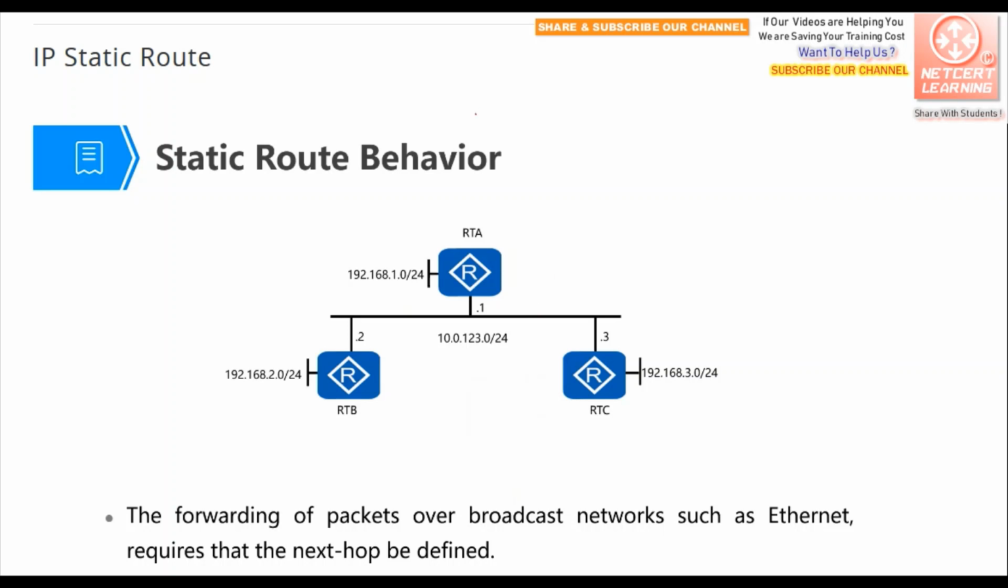This is the broadcast. Forwarding packets on a broadcast network, such as Ethernet, requires the next hop to be defined. That means when router A wants to send a packet to, for example, this network, you must specify the next hop here. If you do not specify the next hop, but only specify the output interface, then where to go? There are two devices, so the device will be confused. So in a broadcast network you must specify the next hop.